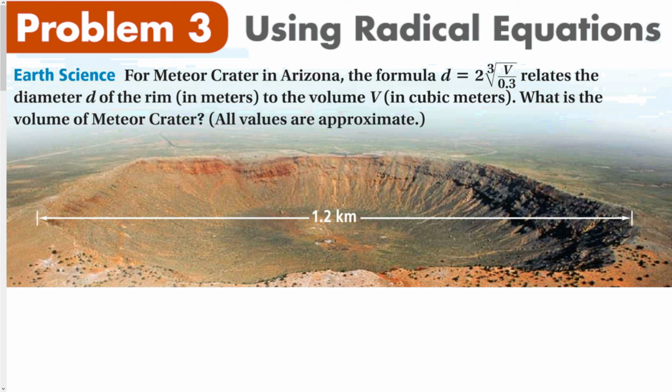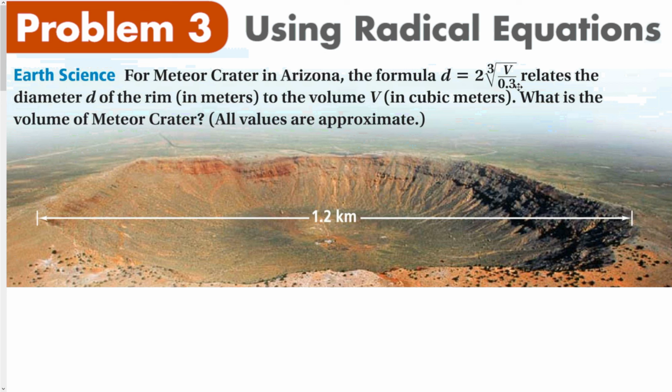So, Meteor Crater, if anybody has seen this before, it's been in a lot of movies. Thor, the first one. For the Meteor Crater in Arizona, the formula relates the volume to the diameter, and it is the diameter is equal to 2 times the third root of the volume over 0.3.